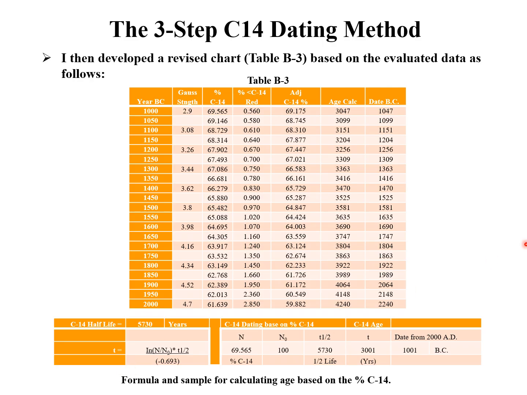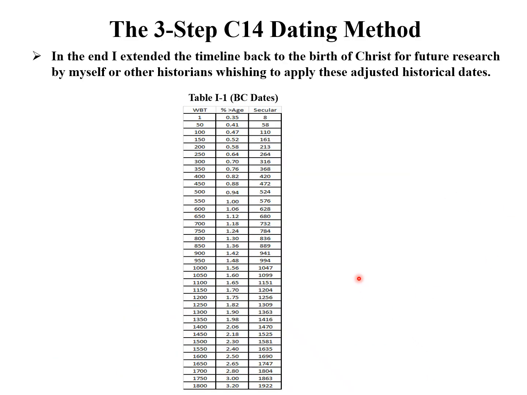Okay, so then you have what I have concluded here. In the end, I extended the timeline back to the birth of Christ for future research by myself and other historians wishing to apply these adjusted historical dates. So there it is. This is the chart. This is the table that you would use. You could apply this to any historical chronologies. Like I said, all historical chronologies have to match up to Egyptology. That's just the way it is in the scientific world.